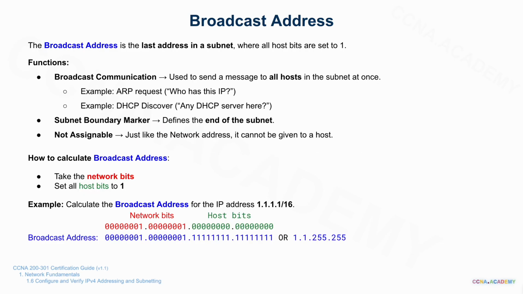The broadcast address is the last address in a subnet, where all host bits are set to 1. It's used to send a message to all devices within that subnet at once and can't be assigned to a host. To calculate it, keep the network bits the same and set all host bits to 1. For example, with 1.1.1.1/16, the broadcast address is 1.1.255.255, the final address in that subnet.